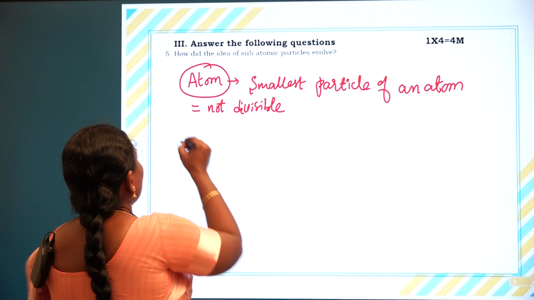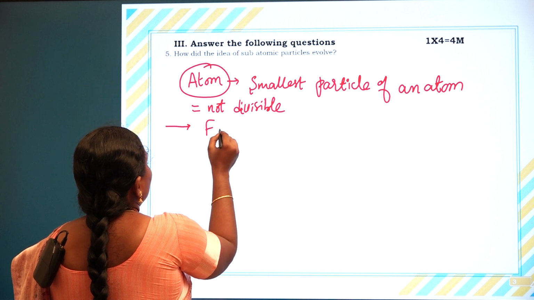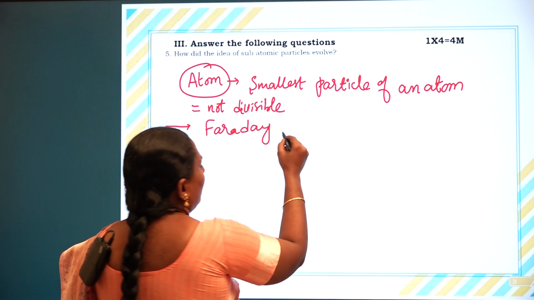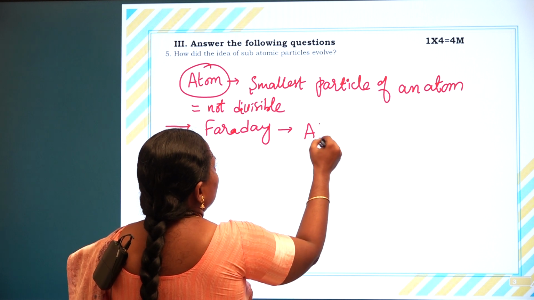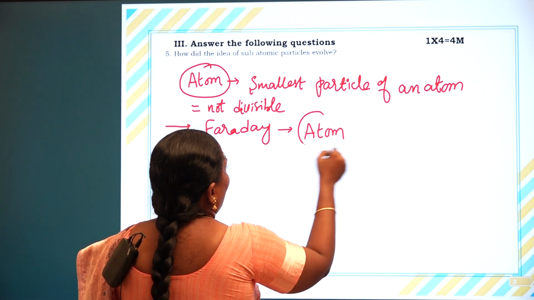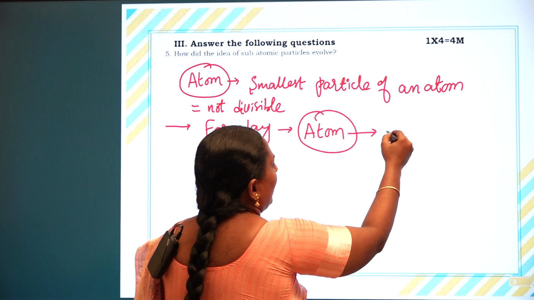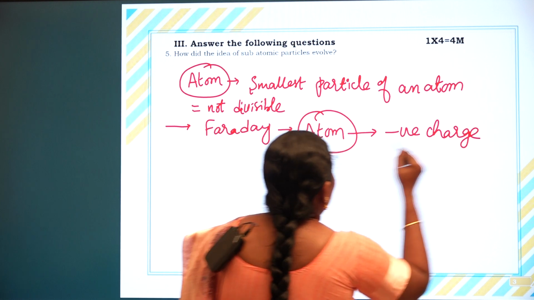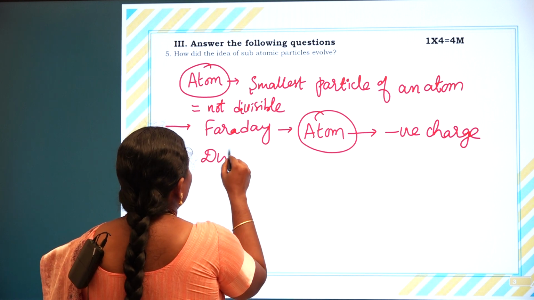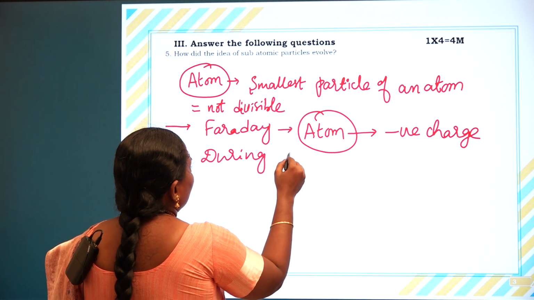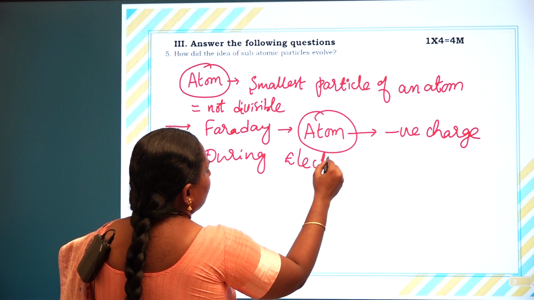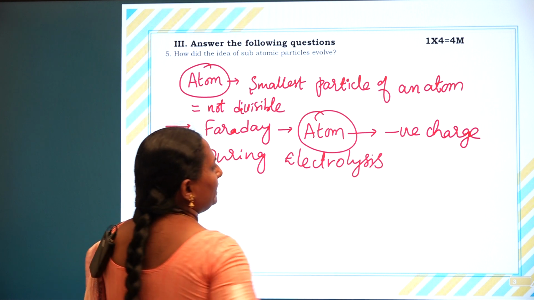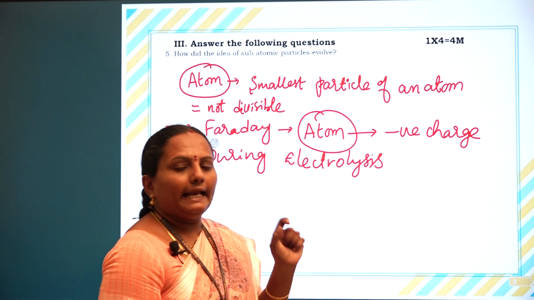According to the scientist Michael Faraday, when an atom is exposed to experimental studies, the atom acquires a negative charge during electrolysis, experiments related to electricity. During electrolytic experiments, the atom possesses a negative charge.